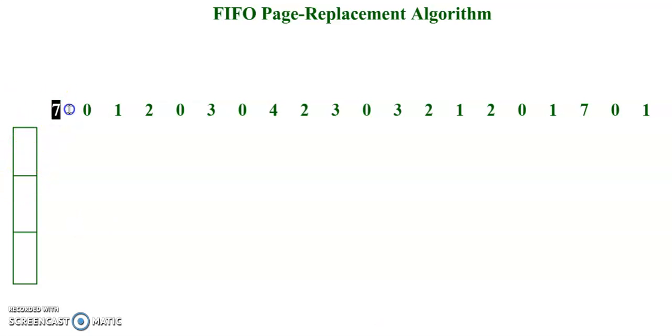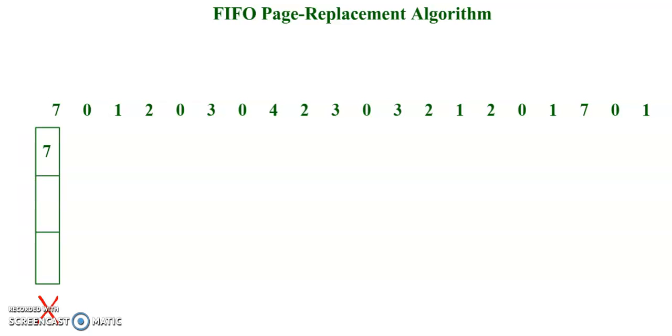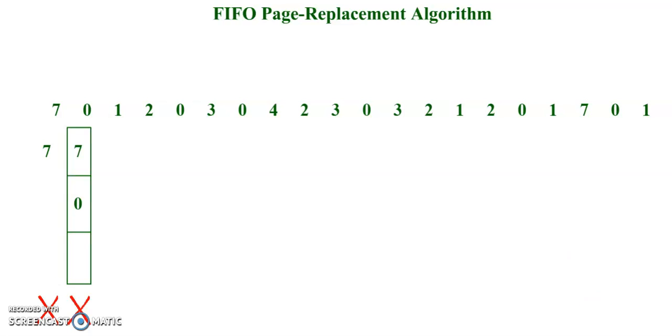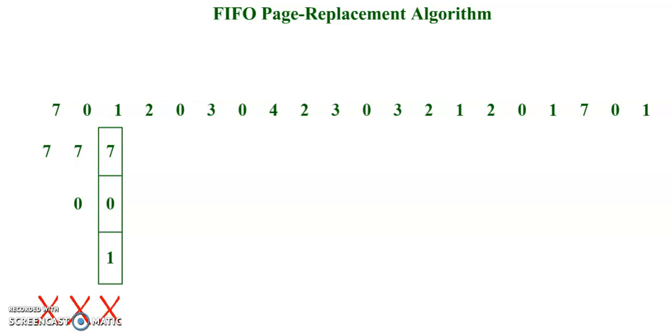Now we are going to insert the reference string 7, so there occurs a page fault. Then we are going to assign the next element, which is 0, to the second frame location, so there occurs a second page fault. Then we are going to assign the reference string 1, which creates the third page fault.